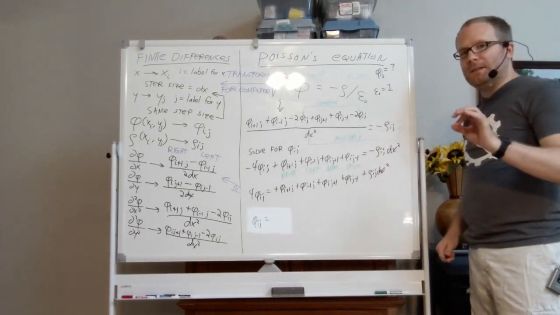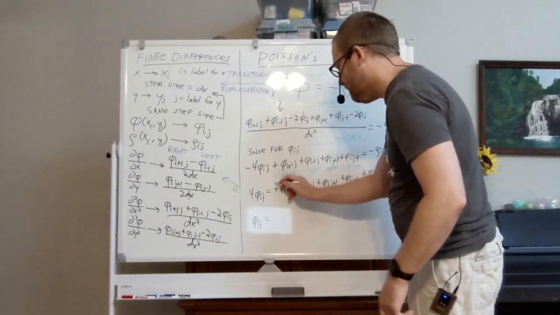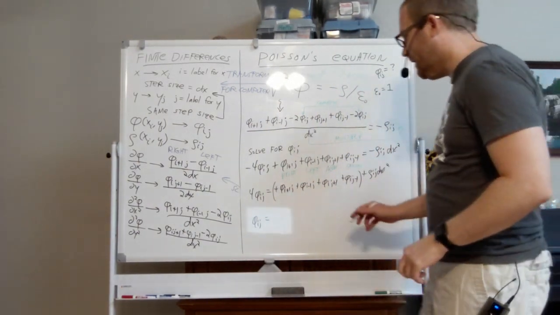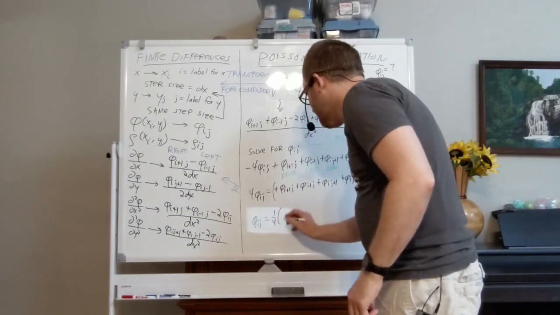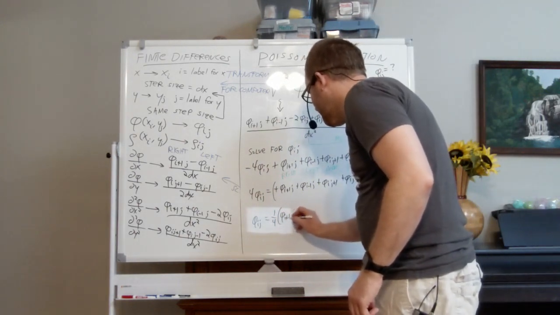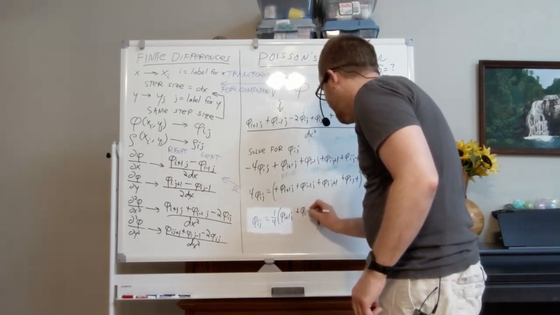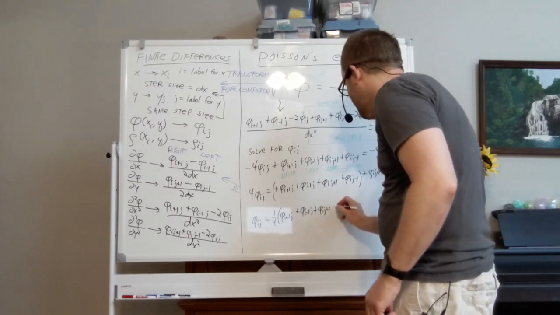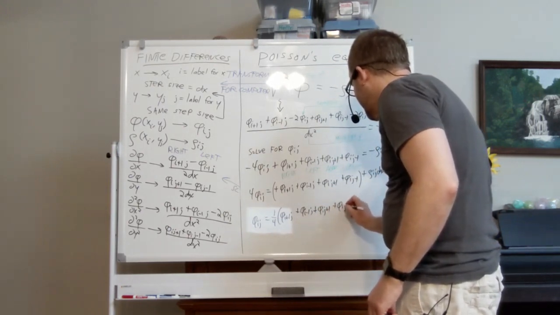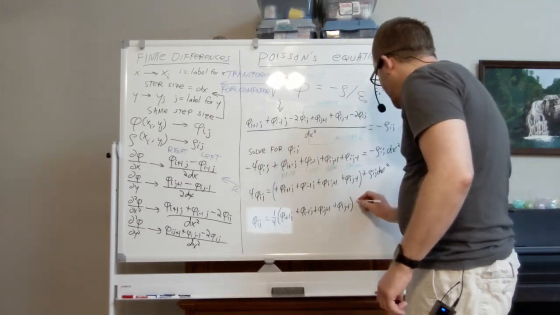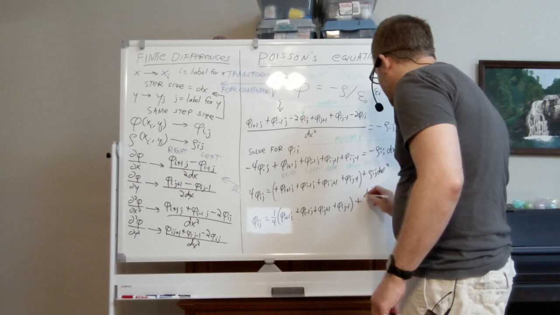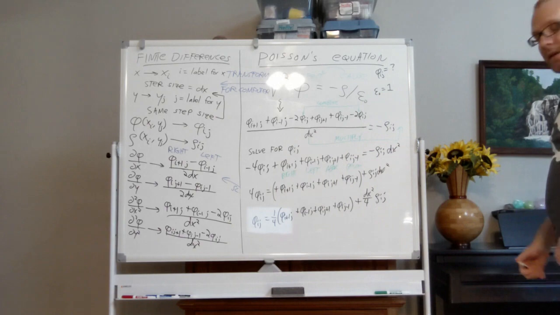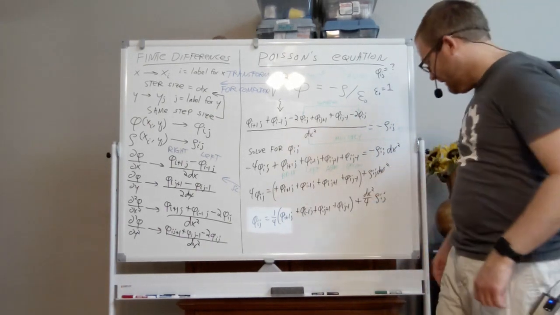I want to write that a little bit differently. I'm going to group all of these together, and then I want to group this separately, just to give you an idea of physically what's going on here. So I'll have a 1/4 times phi to the right, phi i+1,j, plus phi to the left, phi i-1,j, plus phi above, phi i,j+1, plus phi below, phi i,j-1. Plus over here, let's group all the constants together, dx squared over 4, rho ij. Whew. Okay, I'm done writing all the i's and j's for now.